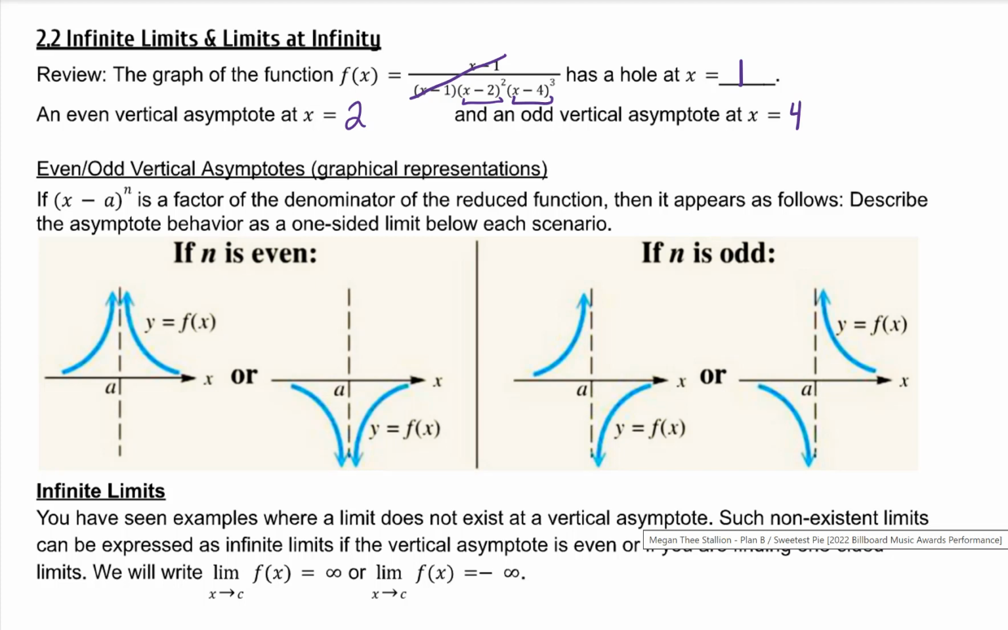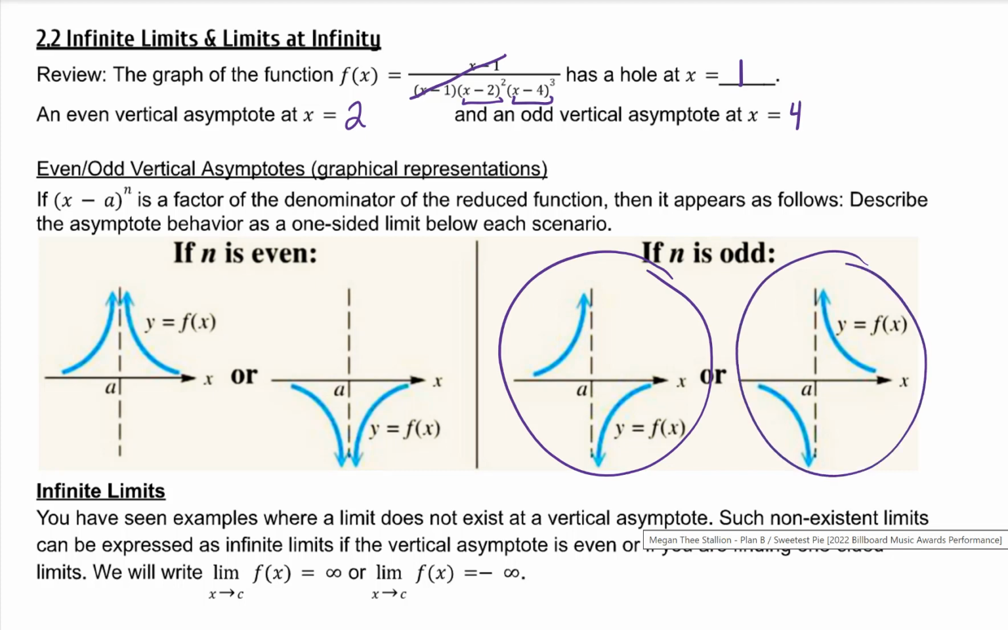Even and odd vertical asymptotes are very helpful because of their graphical representations and can help us to understand more about what's happening to the left and right of a vertical asymptote. If you have an even vertical asymptote, your left and right behavior is the same, both to infinity or both to negative infinity. And if you have an odd one, the behavior on either side is opposite.